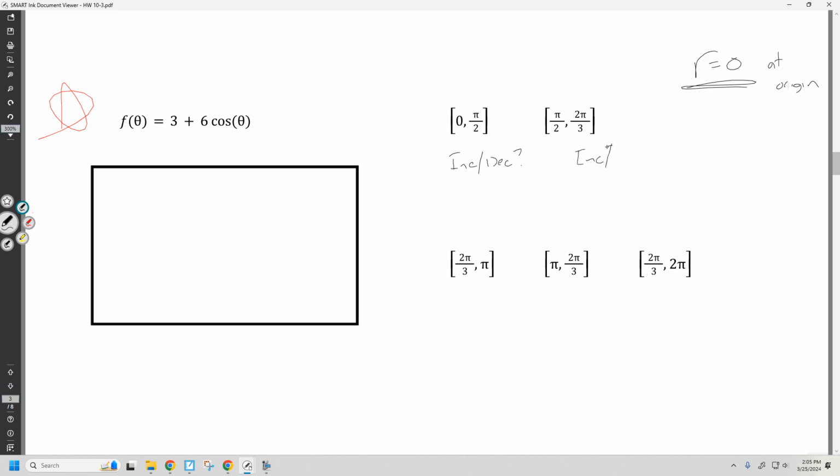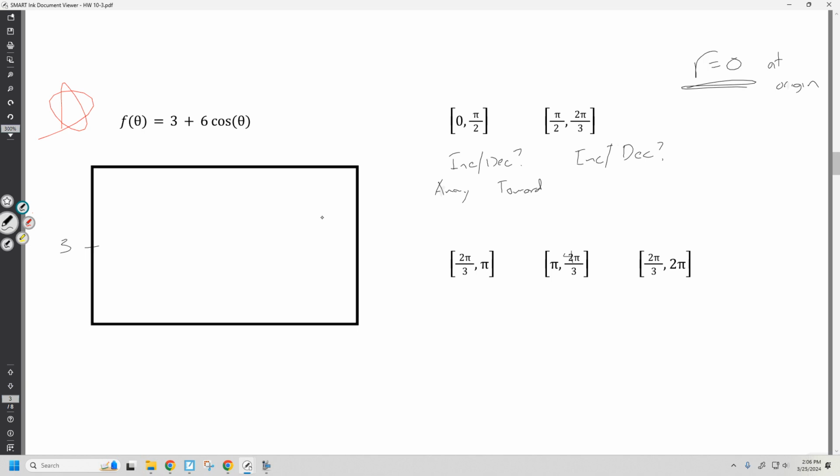There is one question where it is both. This should be 4 pi over 3. But no, I don't think it's both. It's not both. For each interval, the answer is either increasing, the graph is going away from the origin, or decreasing, the graph is going toward the origin.